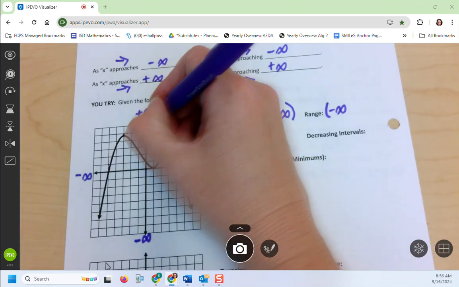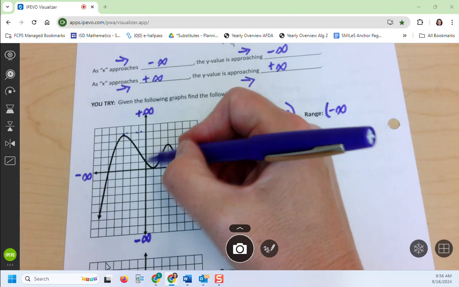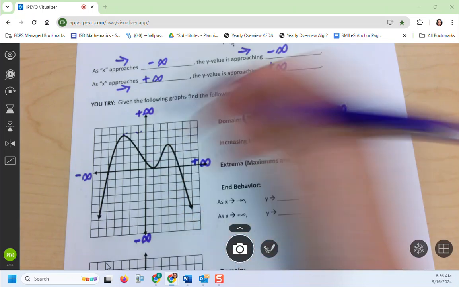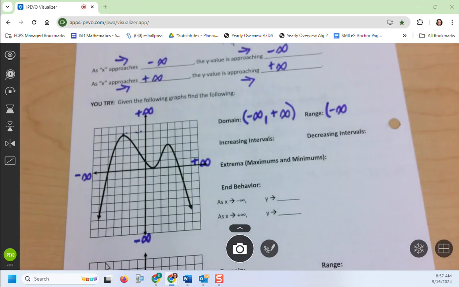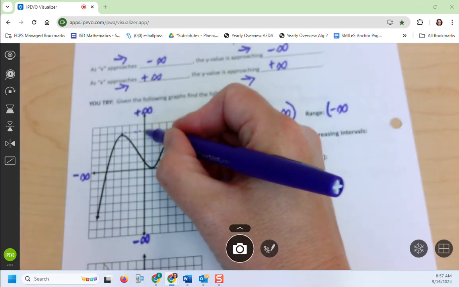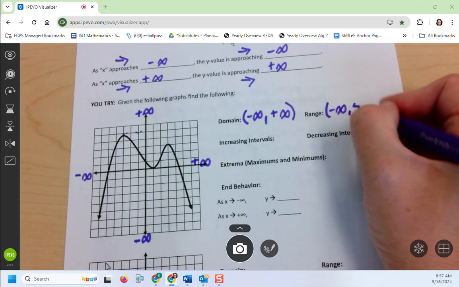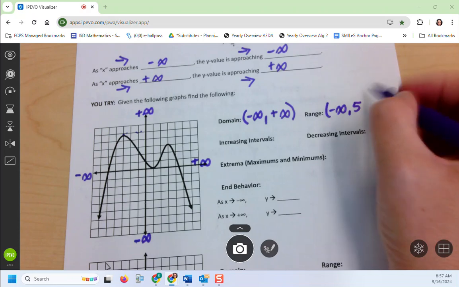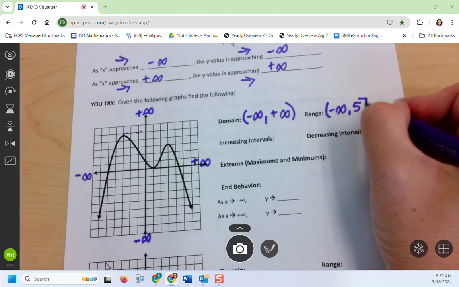So what's that largest y value? Can you guys find it? About 5. 1, 2, 3, 4, 5. I'm getting 5. I get that it wasn't exactly that. I was just rounding it. I'm including it.